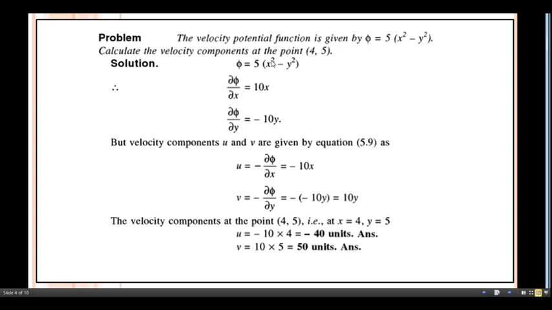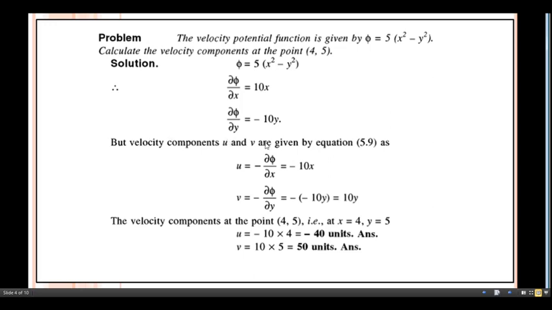10x. Similarly, for the differentiation of phi with respect to y, we get minus 2 multiplied by this π, which is nothing but 10y. This term becomes constant. If I differentiate π x squared with respect to y, you get the 0. So in this way, you get the relation ∂φ/∂y equals minus 10y.